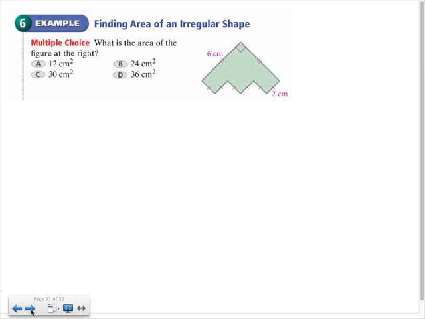So I'm noticing that I can divide it up into smaller shapes, and I actually do know how to find the areas of all of those. What I'm looking at now are 3 rectangles. The first rectangle, I'll call it A1, has an area equal to its length times its width.